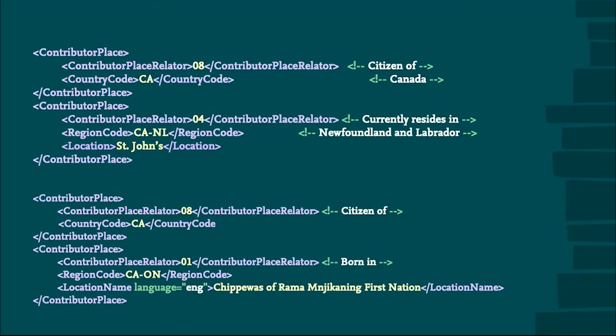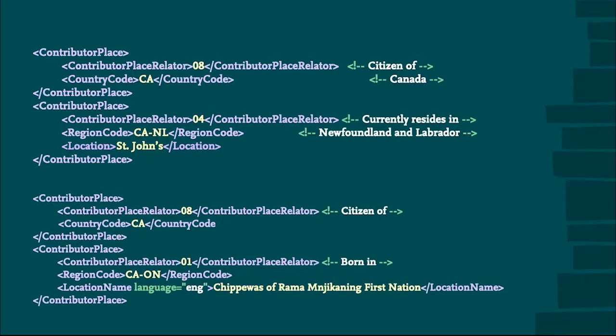The other important thing is the location name. It's there so you can send a city name, any place name, or any location that could be associated with a contributor. And it can also carry the language element. So in a Canadian context, it could be used to send the name of the First Nation.